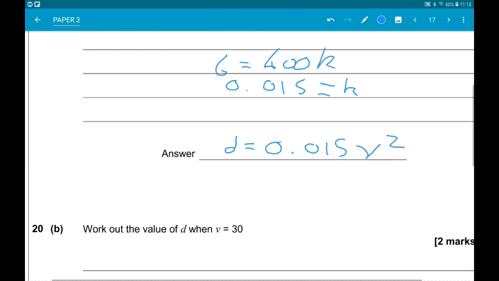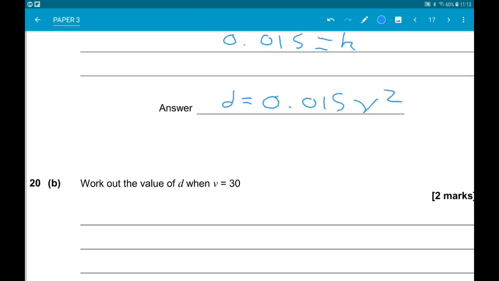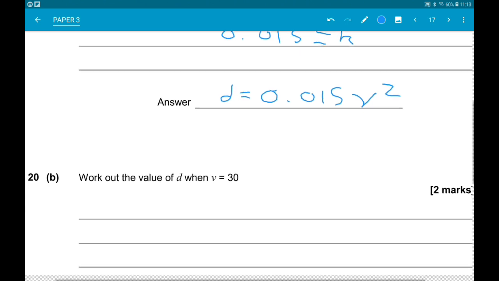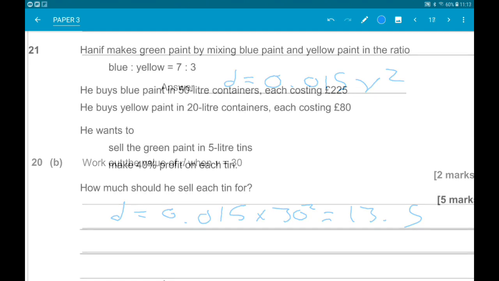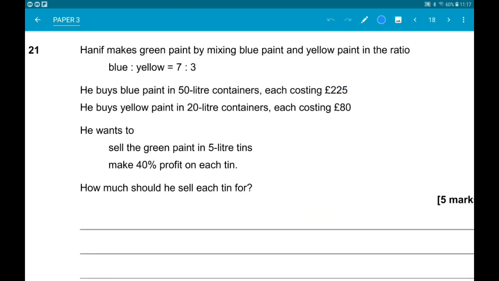Okay, then for part B, work out the value of d when v is 30. So d is 0.015 times 30 squared, which gives us 13.5.